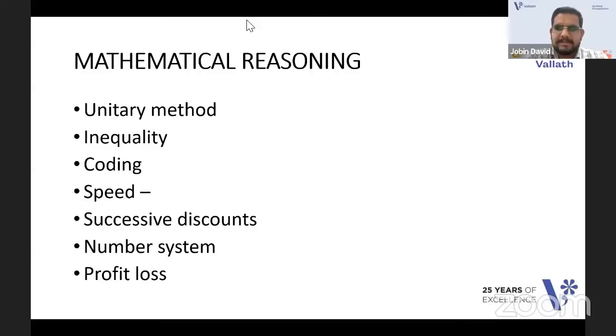That one was right. Successive discounts, yes, a work question. And time, I meant, work and time. That is a unitary method question; using the unitary method we are doing it. That is it. Work and time.